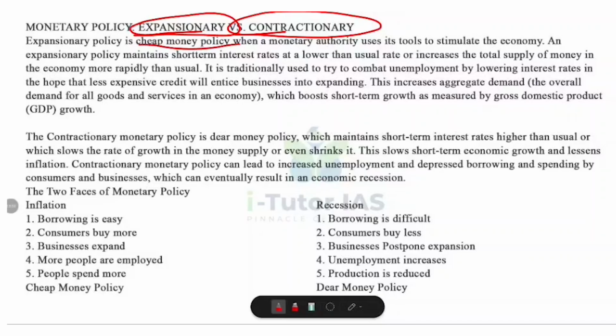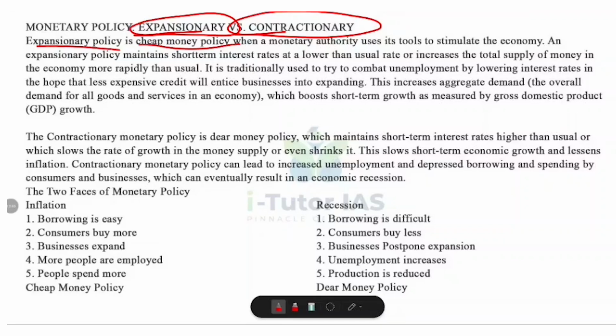So imagine the economy is going through a slowdown. People are not spending much, industries are not investing, and unemployment is rising. In such a situation, the central bank or RBI tries to push life into the economy by making money easier and cheaper to borrow. And this is what we call an expansionary policy, or more simply a cheap money policy. How does the RBI do this?